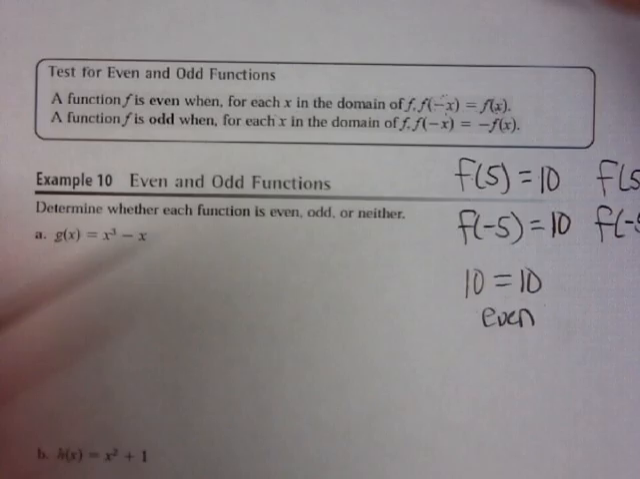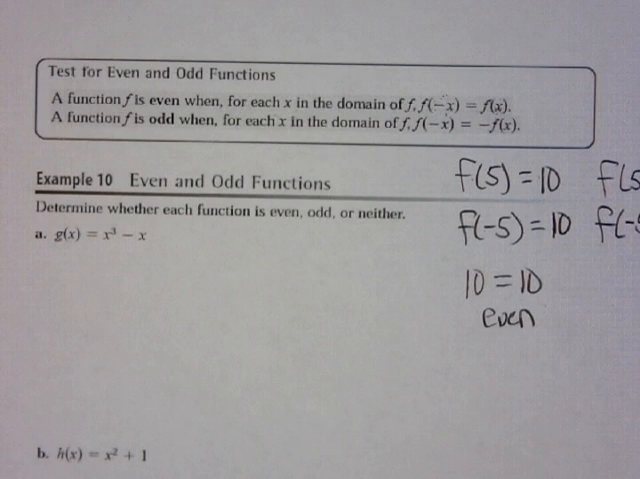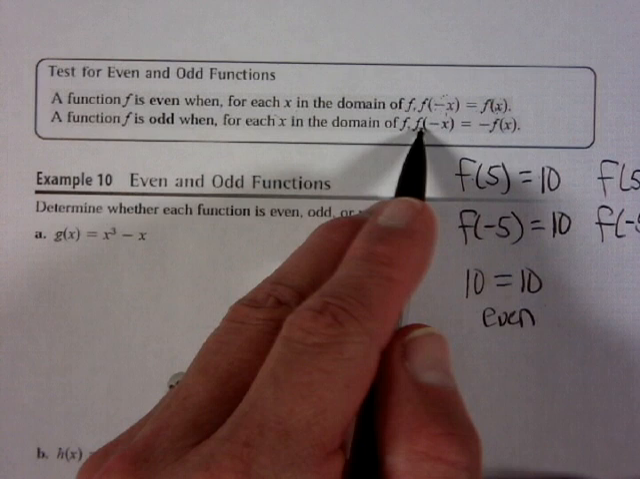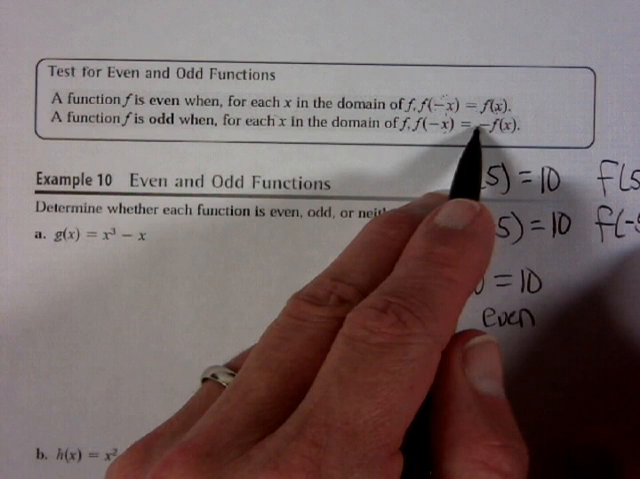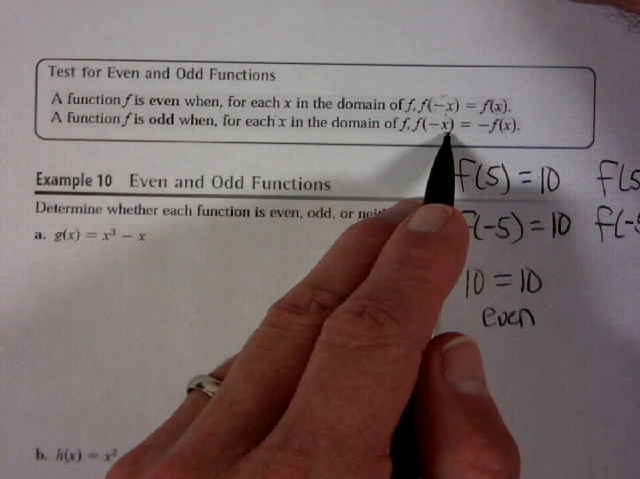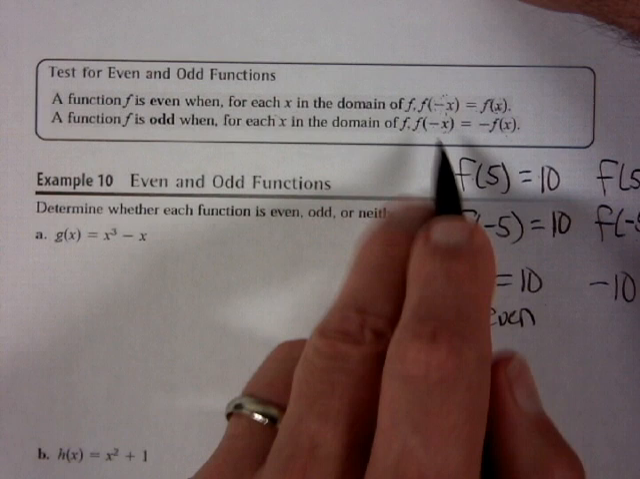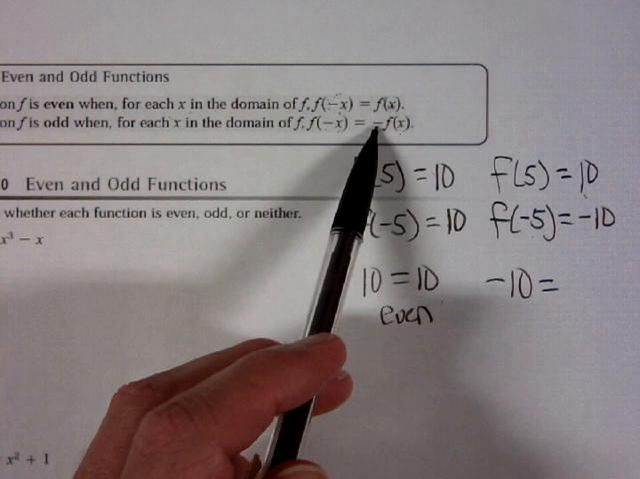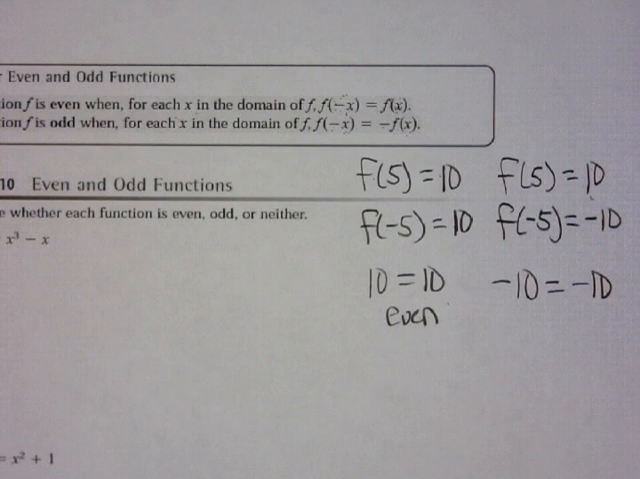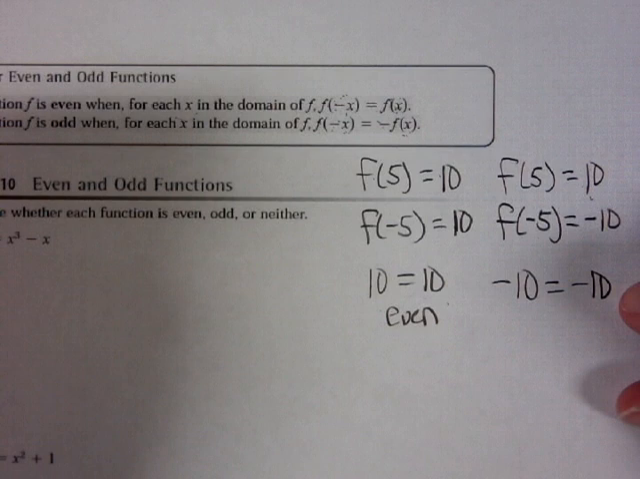All right, so let's take a look at that. Remember, a function is odd when f of negative x is equal to the negative of f of x. So f of negative x, in this case, was negative 10. Now, if the function is odd, that would be equal to the negative of f of x. Well, what was f of x? F of x was 10. What's the negative of f of x? Negative 10. Notice that they're equal. So again, if f of negative x equals the negative of f of x, then you've got an odd function.